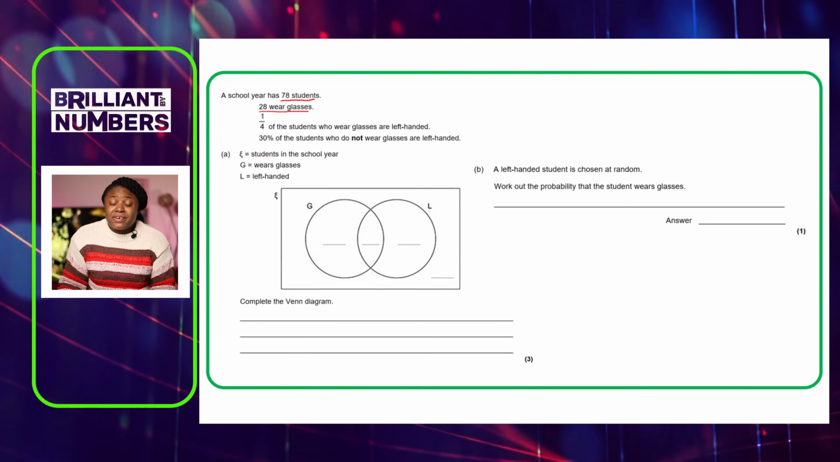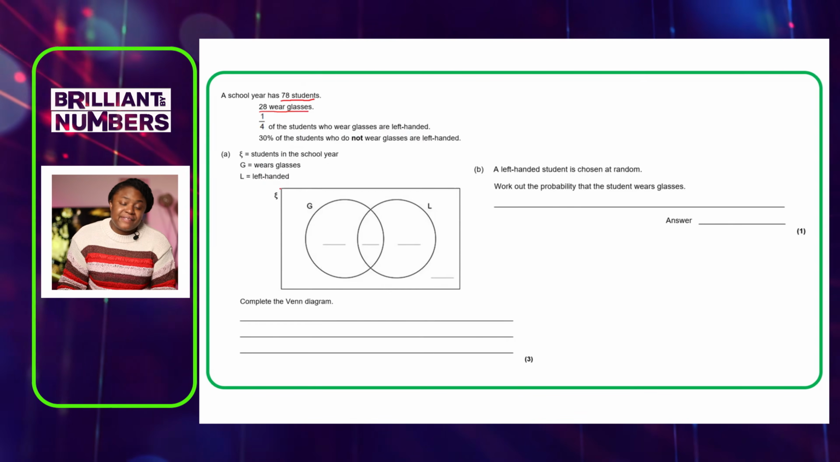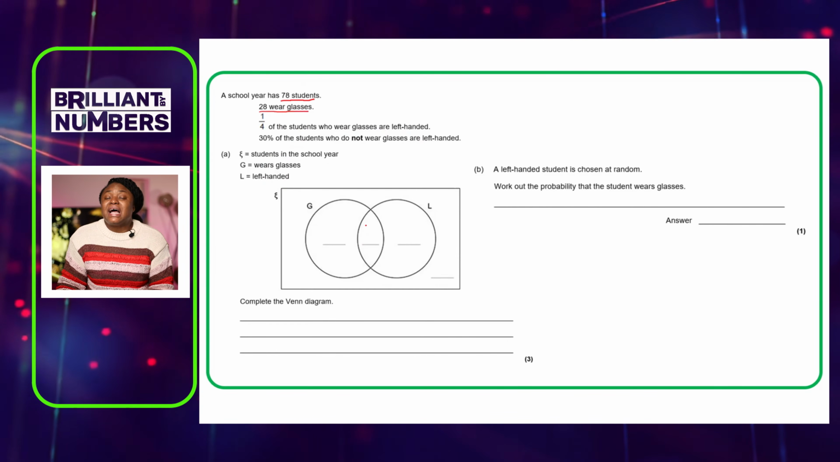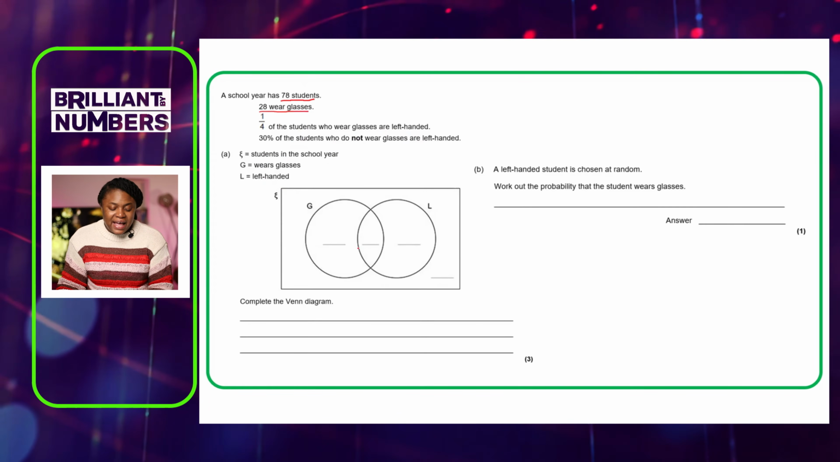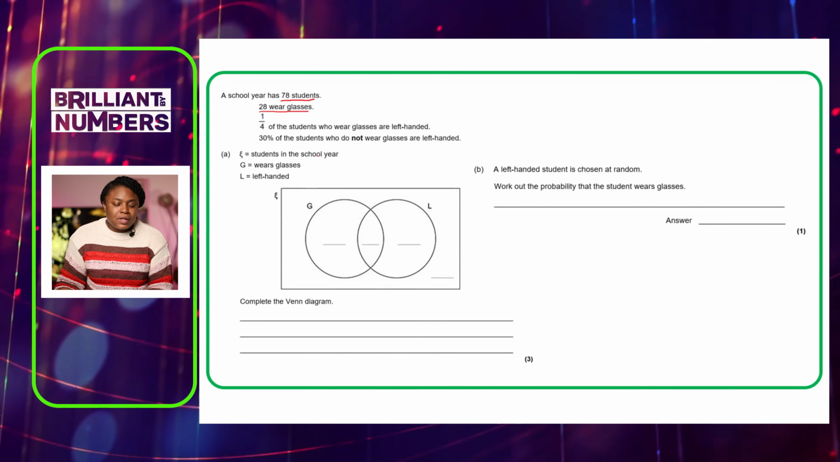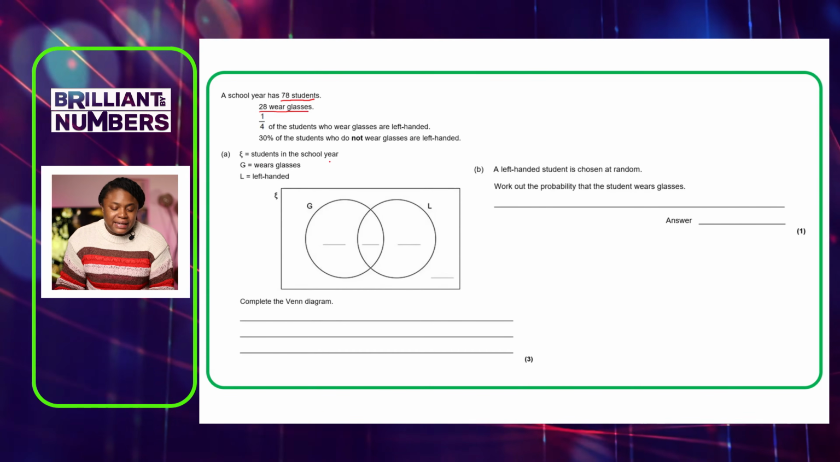So we're given the universal set here. Students in the school year, we've got glasses and we've got left-handed. Clearly, as we can see on the diagram, there is also an intersection. So some students who wear glasses are left-handed. We're asked to complete the Venn diagram. So we're going to go back to the question and now we're going to break it down.